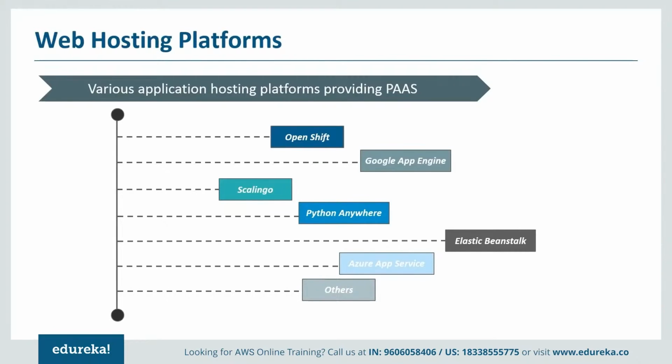Then you have PythonAnywhere. It is an online integrated development platform and web hosting service as well, but based on the Python language. Then you have Elastic Beanstalk offered by Amazon. Moving on, we have Azure App Services by Microsoft and many others. But today, our main focus will be on Elastic Beanstalk, which is a web hosting platform offered by Amazon.